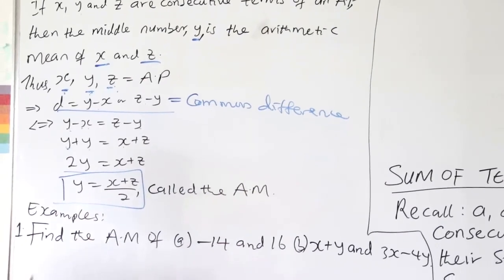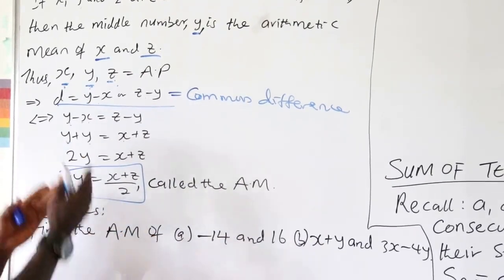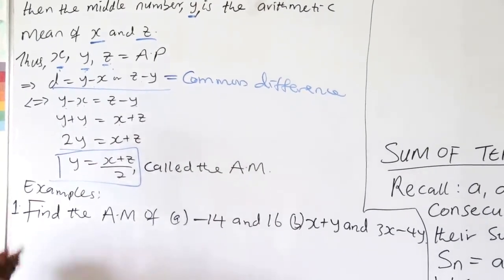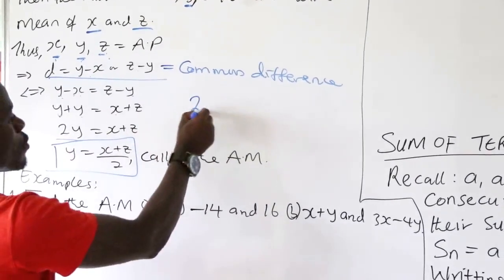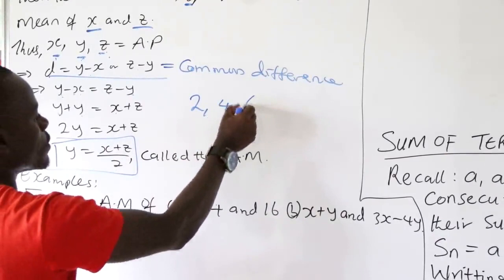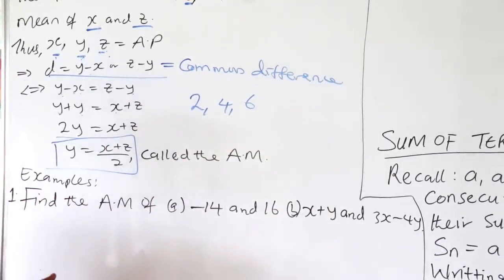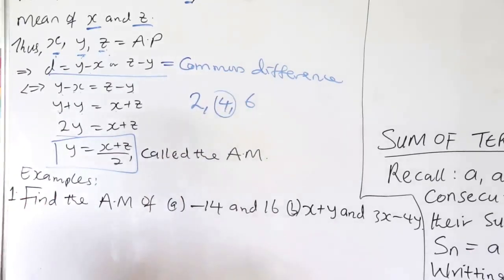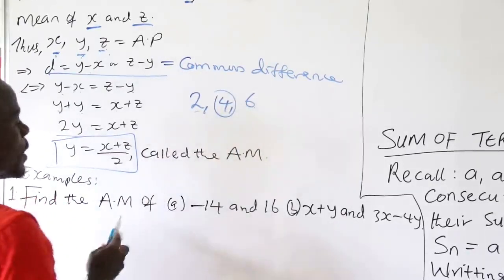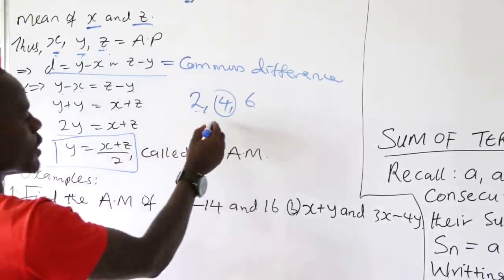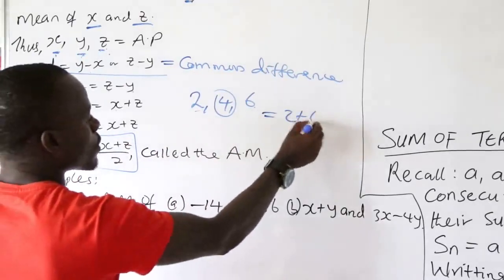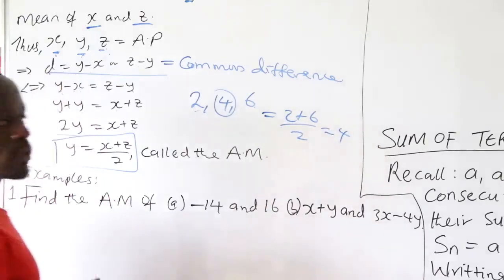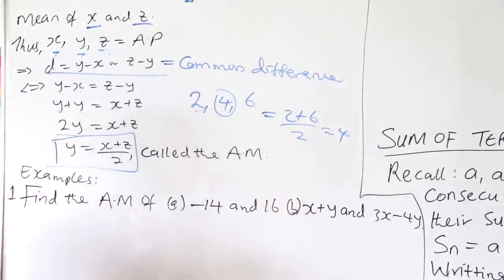And don't forget, you have three consecutive terms, the middle term becomes the arithmetic mean. For instance, if I have 2, 4, 6, these are consecutive terms of an AP, isn't it? So the middle number, which is 4 here, is the arithmetic mean of 2 and 6. And using the formula here, we'll just say 2 plus 6 all over 2, and that is 8 over 2, and we'll have 4, just as we have explained here.